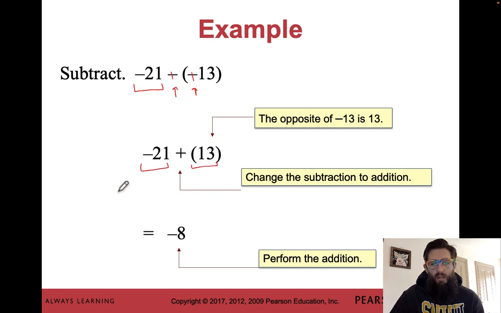And if we think about it another way, we could say negative 8 plus negative 13 is equal to negative 21.